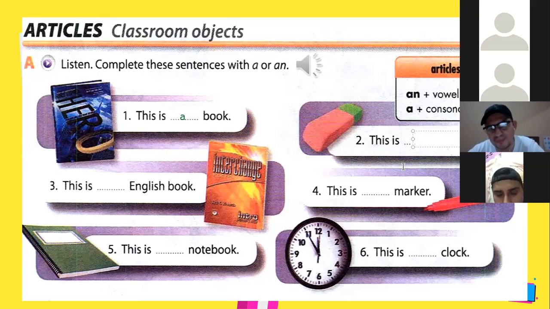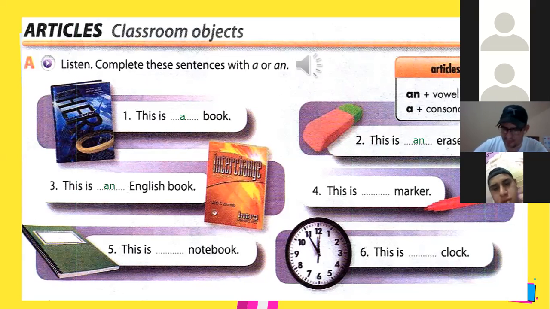Alguien dijo por ahí. Miren cómo se pronuncia. Eraser. ¿Qué le suena? Consonant. Eraser. An eraser. Okay. Very good. Number three. This is English book. An English book. Oiga el sonido. English. An English book. No es consonant. Es vowel.